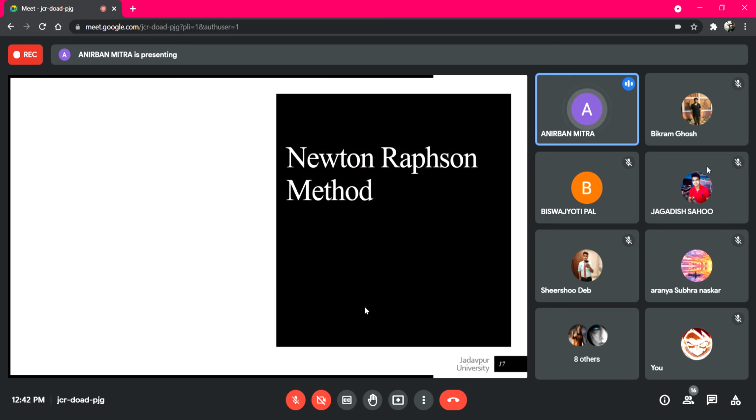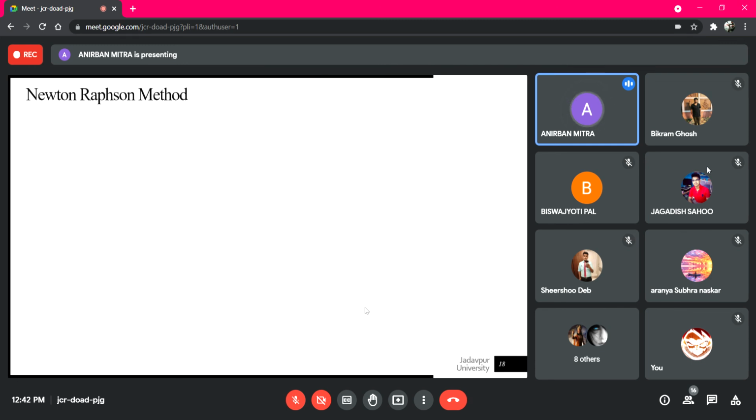So next is the Newton-Raphson method. I have already discussed the bisection method in quite a bit of detail. I'll try to quickly go over the Newton-Raphson method, and I'll see that this is a much faster method as compared to the bisection method.